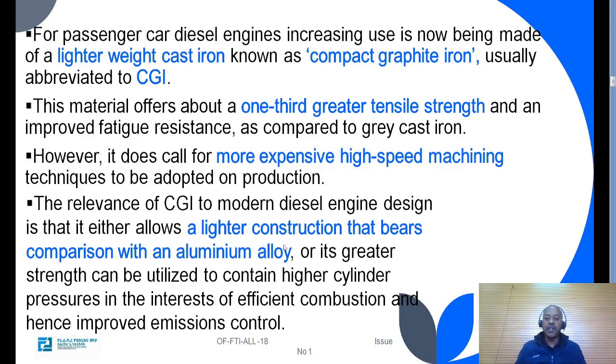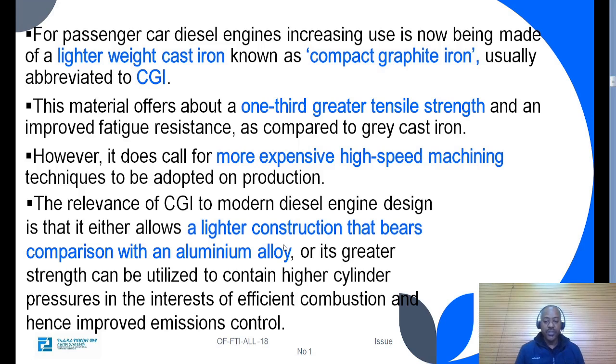For passenger car diesel engine, increasing use is now being made of a lighter weight cast iron known as compacted graphite iron, usually abbreviated as CGI. This material offers about a one-third greater tensile strength and an improved fatigue resistance as compared to gray cast iron. However, it does call for more expensive high-speed machining technique to be adopted on production.